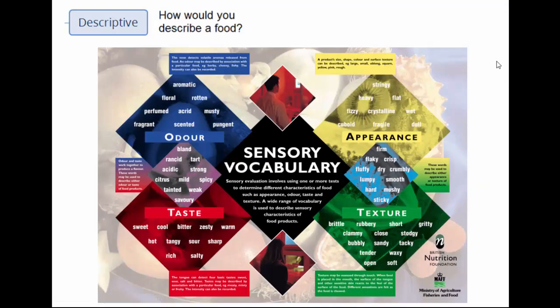Descriptive tests, we've talked about this before in terms of sensory vocabularies. It's basic information we need to describe a food. It forms the basis of sensory questionnaires and other tools we use. And there's a sensory questionnaire which is often used in the UK food industry, developed by the British Nutrition Foundation.